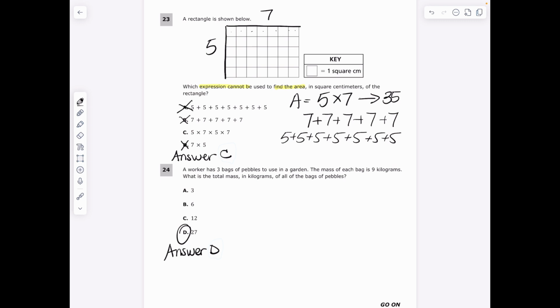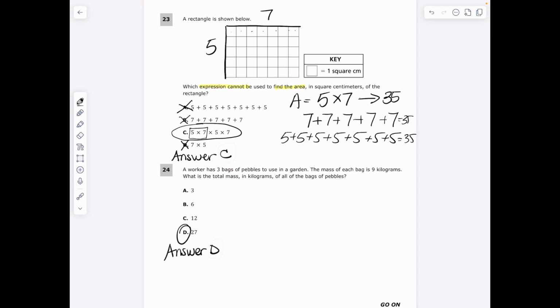All of these ways will give me 35. But the last one, 5 times 7 times 5 times 7, will not give me the area. This part would if this is all it was. But once I multiply it by another number that's bigger than 1, it gets bigger. So yeah, the answer is A. This will not find the area. So always think of that. It can either be adding up all the little squares together, counting them, finding addition problems, or even multiplication.